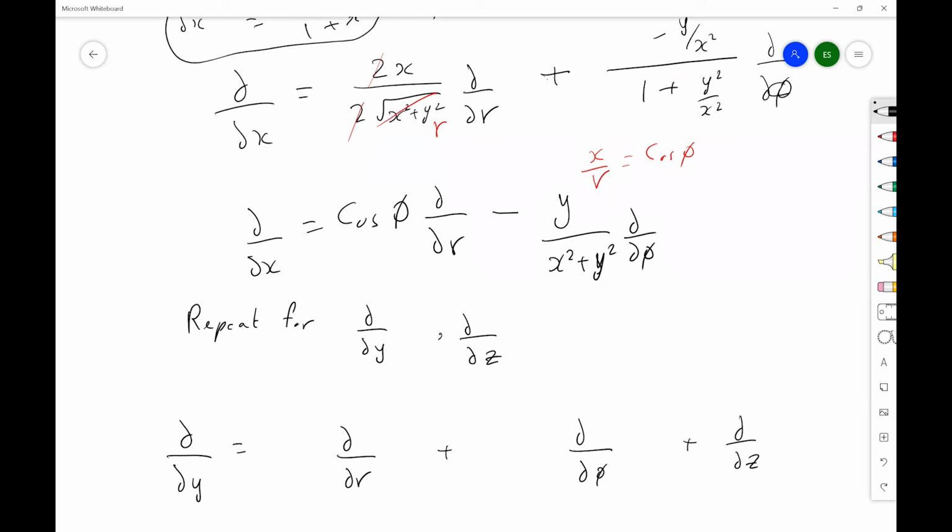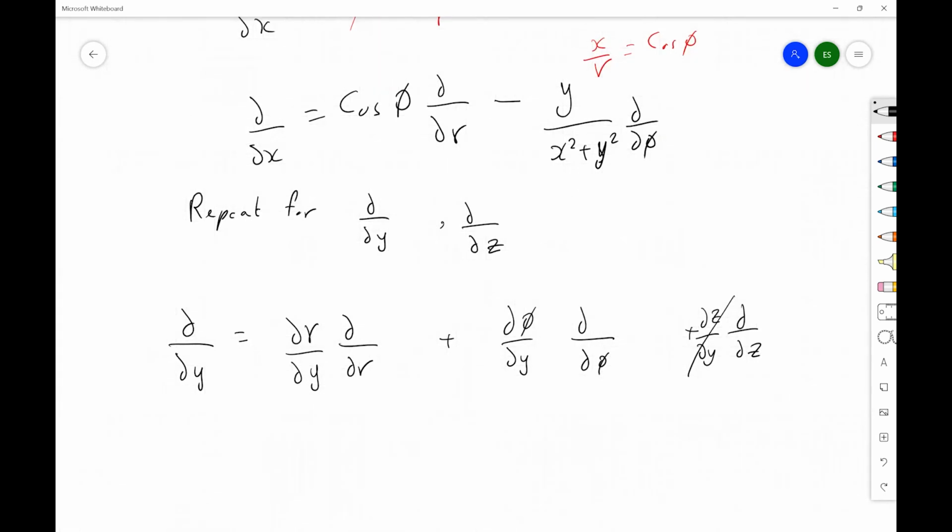Now the question is, how does u change when I change r independently? It changes by a rate of delta r over delta y. So when I change y, it changes r, right? And at a rate of delta r over delta y, I multiply that by the rate of change of u with respect to r, right? And then delta phi over delta y, chain rule again, delta z over delta y. Again, this goes to 0. You do the same sort of thing, and you end up with delta over delta y equals sine phi delta over delta r plus x over x squared plus y squared d over d phi.